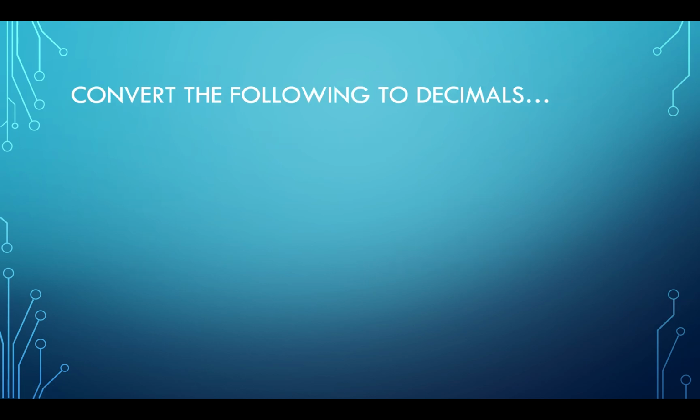So let's convert the following to decimals. 36%. Remember, there's like a little imaginary decimal point right after the 6. So we go ahead and move it 2 places to the left, and we're left with 0.36.